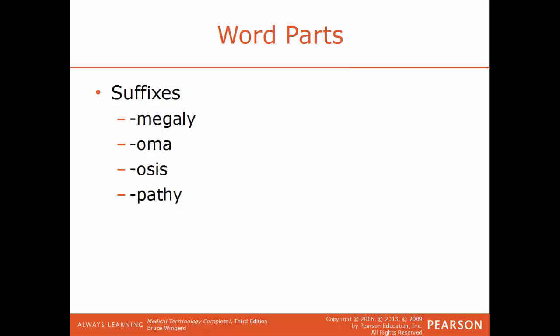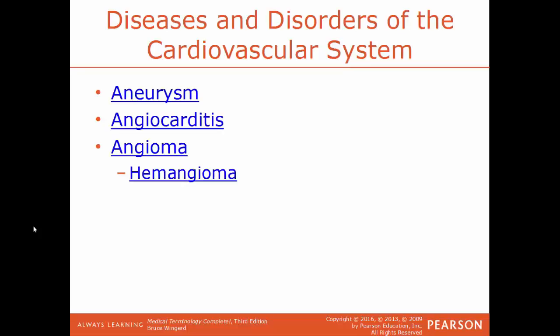The suffix megaly means an abnormal increase in size. Oma is a reference to a tumor. Osis is a reference to an abnormal condition. And then pathy is a reference to disease. Okay, now we'll talk about some specific diseases and disorders of the cardiovascular system.